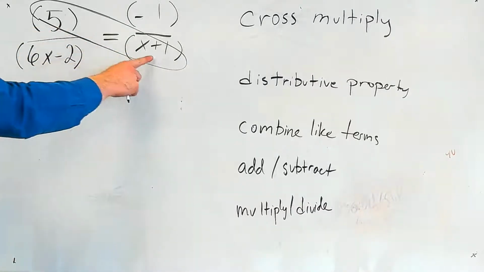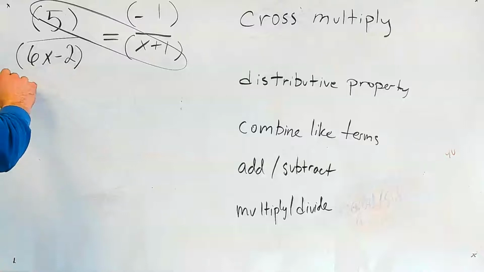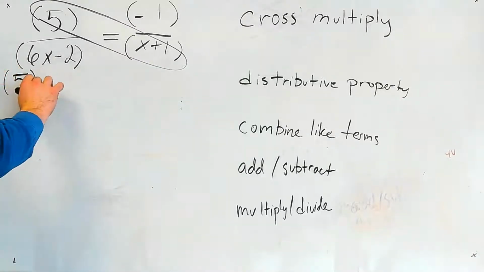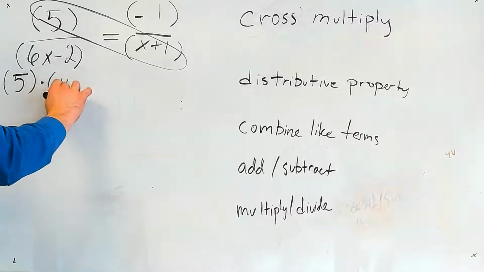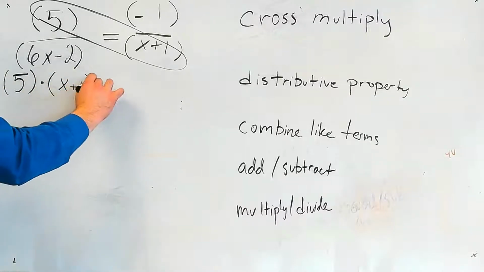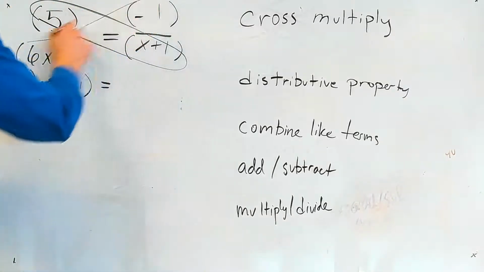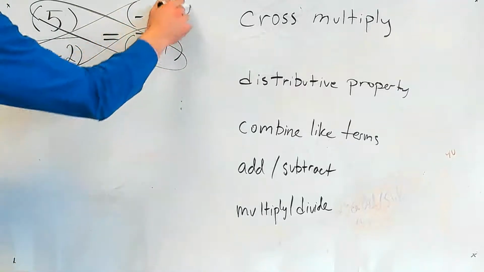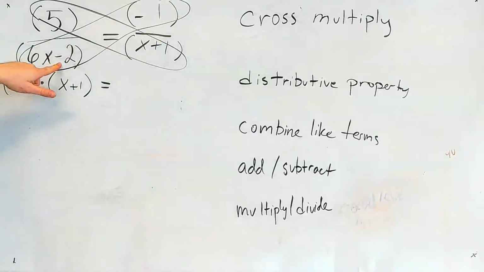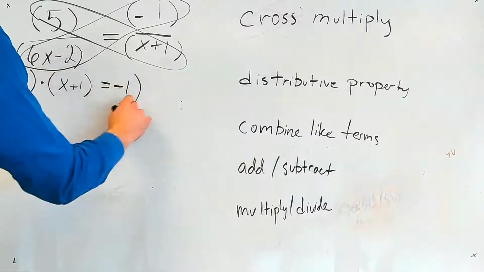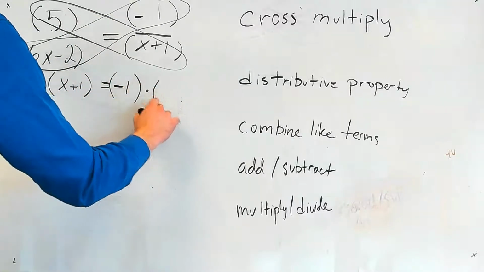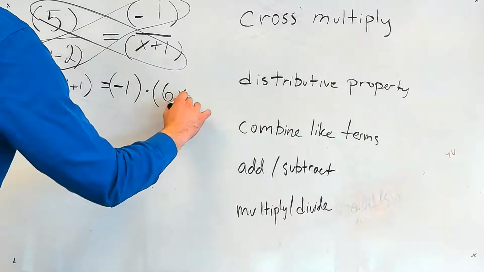So 5 times x plus 1, this is going to be the first step for cross multiplication. So let's multiply 5 times x plus 1. That's going to equal the other cross multiplication, 6x minus 2 times -1. So -1 times 6x minus 2.